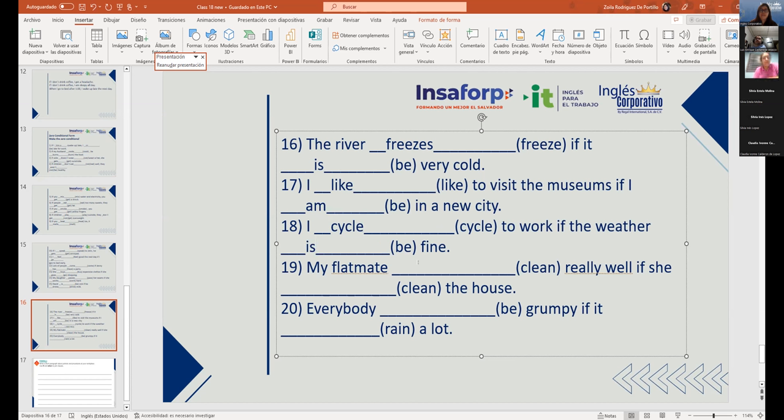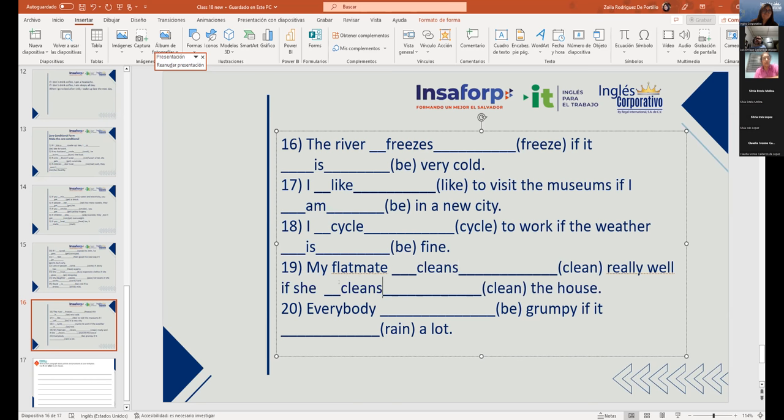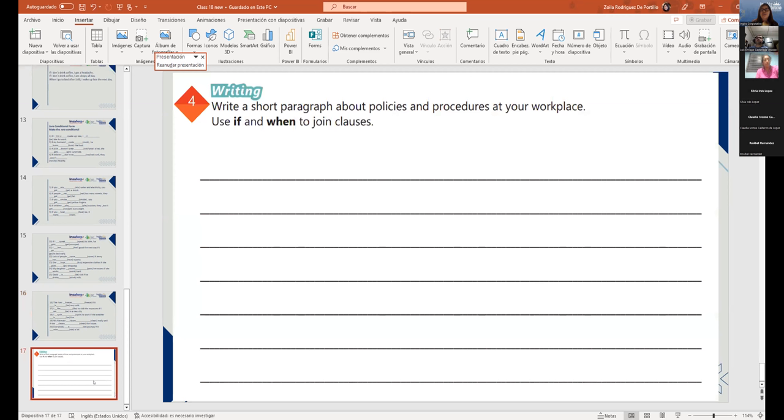If the weather is fine, my things go really well. Everybody is... Todas las palabras con every son singular. So you say everybody is grumpy if it rains. Questions.